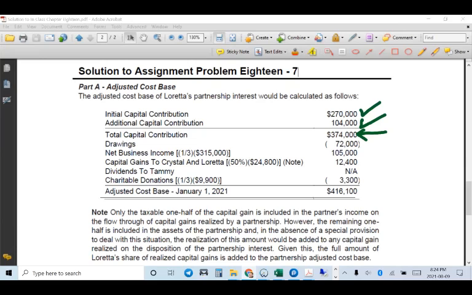It also says that Loretta incurred legal and accounting fees as part of getting this withdrawal done, and that was $2,300. Geez, sounds pretty cheap. Not too bad.